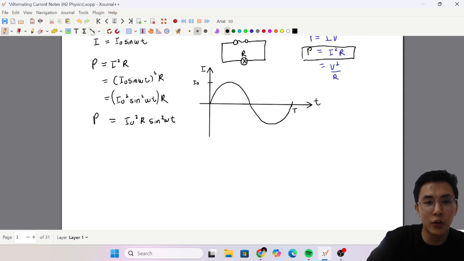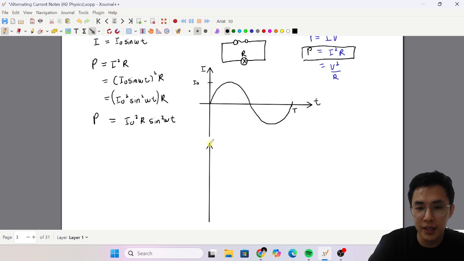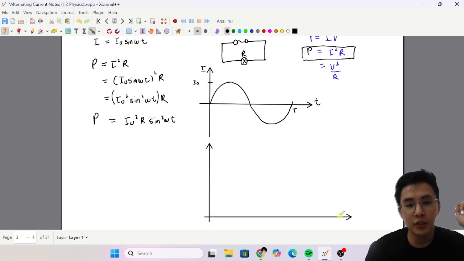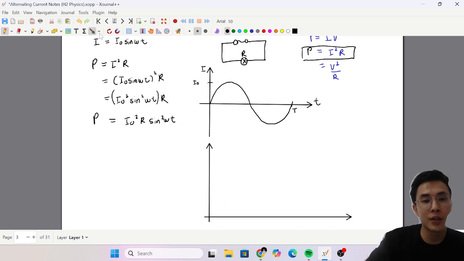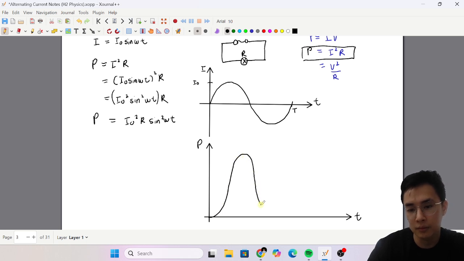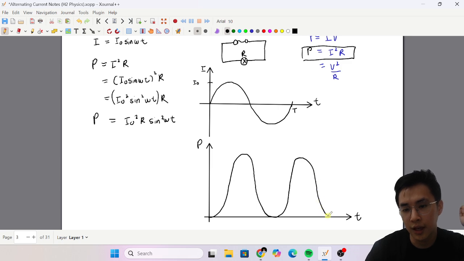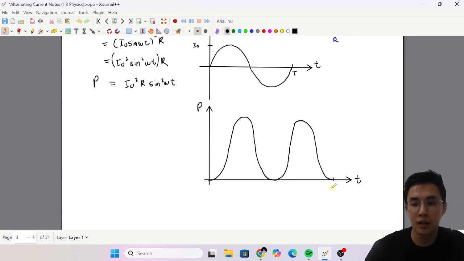The idea is that your power graph will now be a sine squared graph, so the whole value is going to be positive all the time. We can label that the power with respect to time graph looks something like this, and like this. And mind you, this is 1 period.